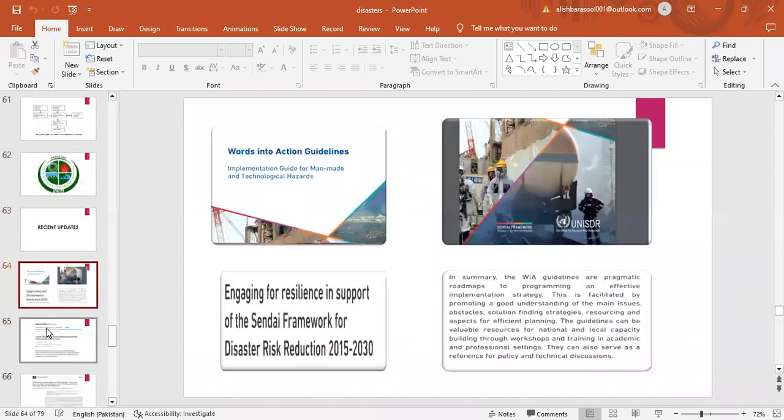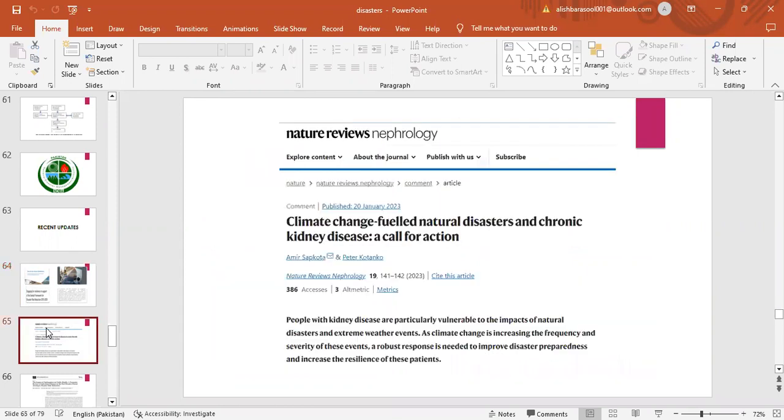Recent updates: Words into Action guidelines, engaging for resilience in support of the Sendai Framework for Disaster Risk Reduction. In summary, the WIA guidelines are pragmatic roadmaps to programming and effective implementation strategy. This is facilitated by promoting a good understanding of the main issues, obstacles, solution finding strategies, resourcing, and aspects of efficient planning. The guidelines can be valuable resources for national and local capacity building through workshops and training in academic and professional settings. They can also serve as a reference for policy and technical discussions.